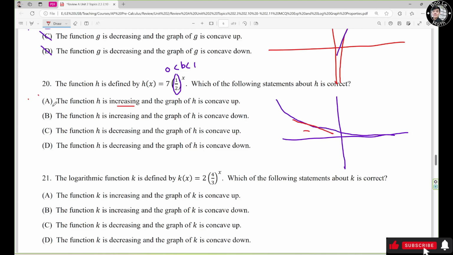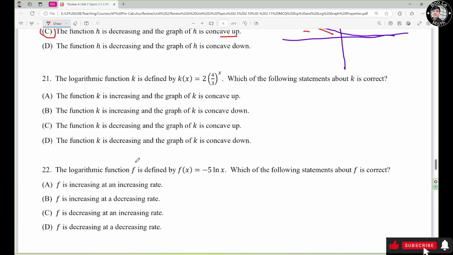So you need to eliminate A and B, right? The graph of the function h is concave up, right? So this is concave up. The answer choice must be C. Now question 21. There is a typo right here, right? This is exponential function. The exponential function k is defined by k of s equals 2 times 4 thirds raised to the s, right? So we need to get this one.